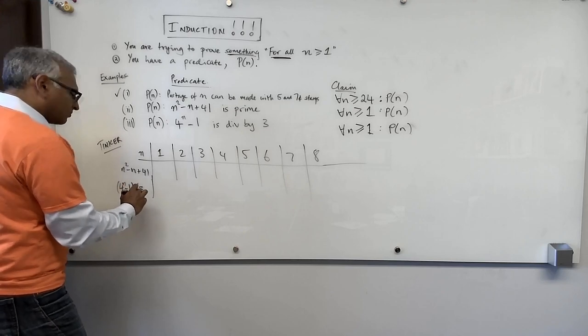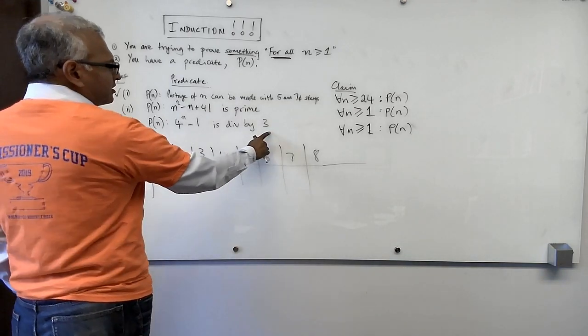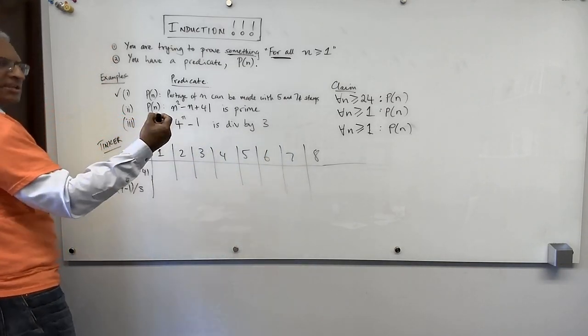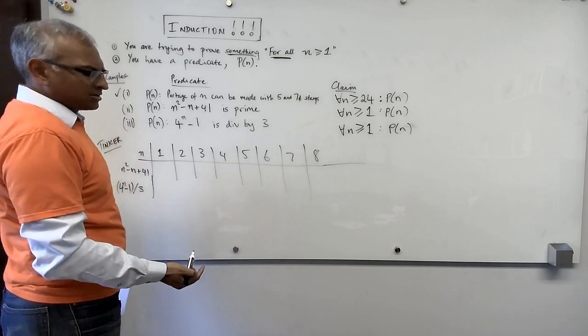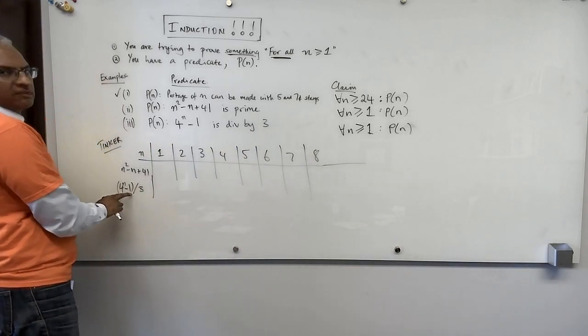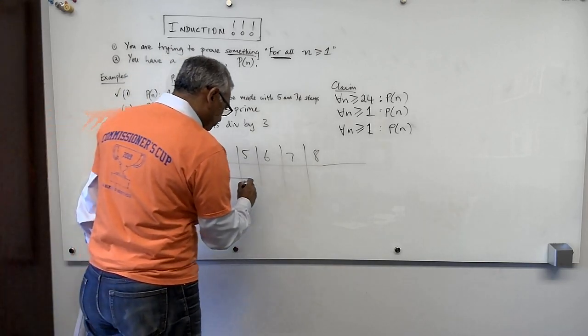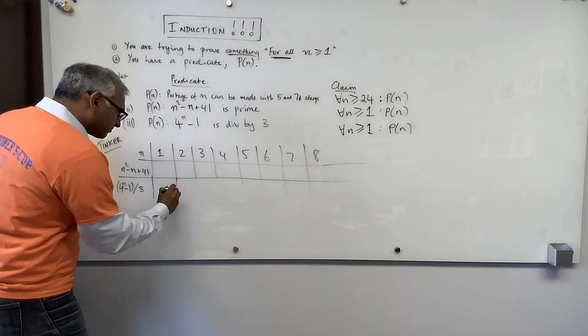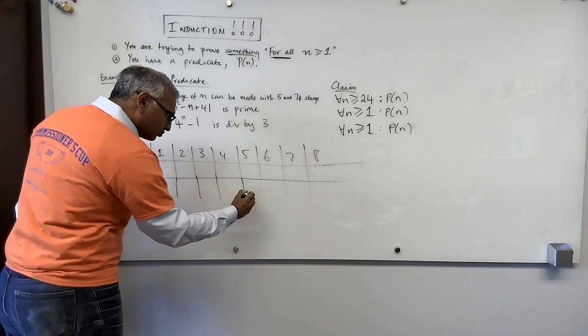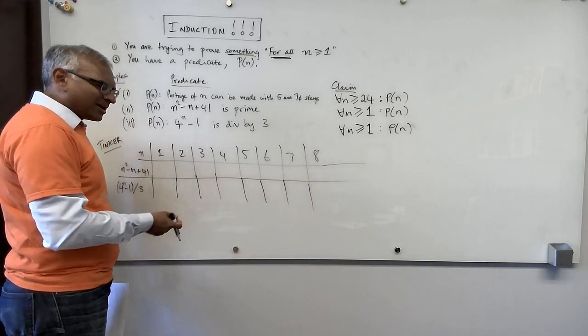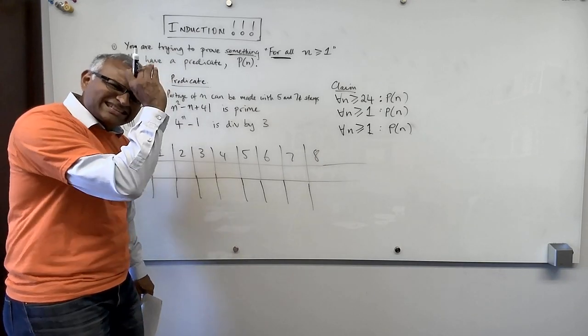Or more specifically, let me look at 4 to the n minus 1 divided by 3. Why divided by 3? Because I'm interested in whether it's divisible by 3. So if 4 to the n minus 1 divided by 3 is an integer, then 4 to the n minus 1 is divisible by 3, and that claim is true. Okay, so let's tinker. Let's do these examples. Now I'm going to emphasize that when it comes to induction and in general math, tinkering is absolutely essential.